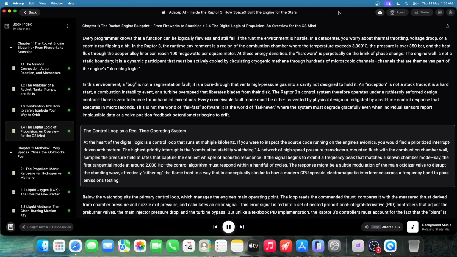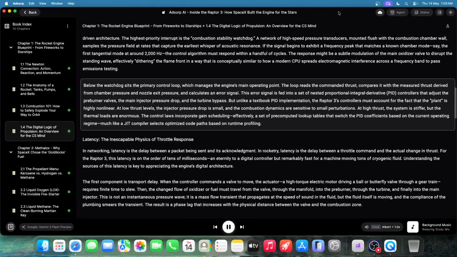If the signal begins to exhibit a frequency peak that matches a known chamber mode, say the first tangential mode at around 2000 Hz, the control algorithm must respond within a handful of cycles. The response might be a subtle modulation of the main oxidizer valve to disrupt the standing wave, effectively dithering the flame front in a way that is conceptually similar to how a modern CPU spreads electromagnetic interference across a frequency band to pass emissions testing.